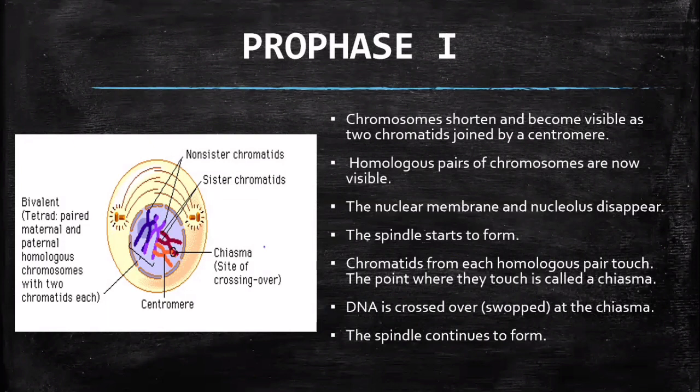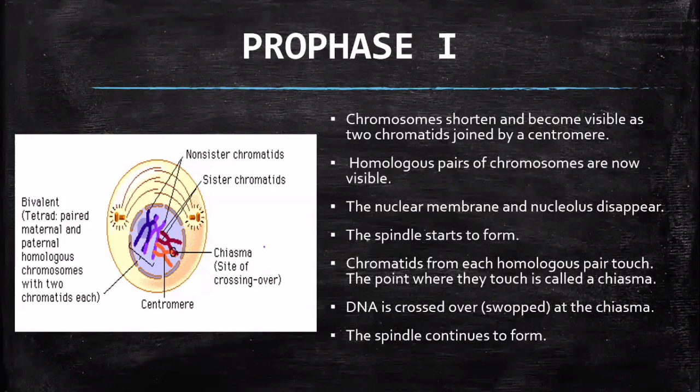And then there's a very important process that's going to occur, which we refer to as crossing over. Crossing over is when the chromatids of each homologous pair touch, and they touch at a particular site. That site we call a chiasma, or chiasmata. Some call it chiasmata.